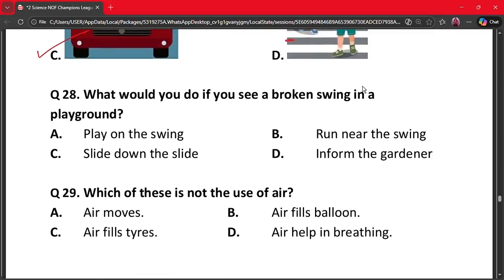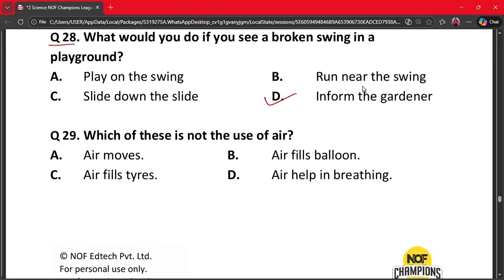Question number 28. What would you do if you see a broken swing in a playground? A. Play on the swing. B. Run near the swing. C. Slide down the slide. And D. Inform the gardener. The correct answer is option D. Inform the gardener. A broken swing can cause serious injuries. Informing an adult helps prevent accidents. Therefore, option D is the safest action.